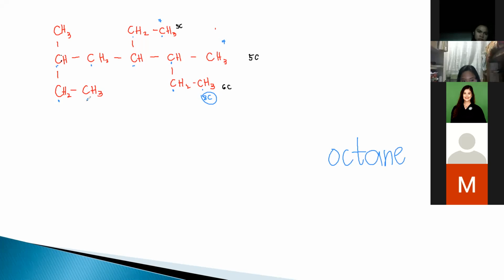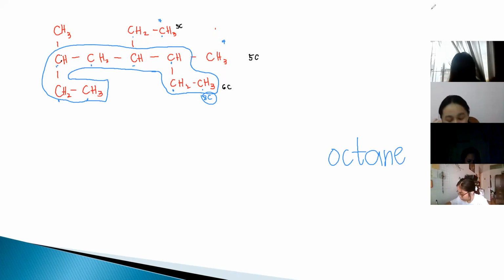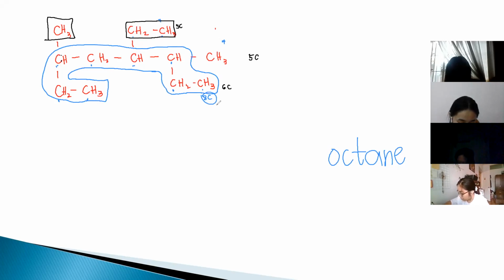So let me identify my parent chain. This will be my parent chain. So ano yung hindi nasali sa aking parent chain? So ang parent chain ha, hindi lang siya straight chain. Pwede kang liko-liko basta hindi ka maputol. As in chain talaga siya. So again, alin dyan ang hindi nasali? This one here, and this one here. Okay?